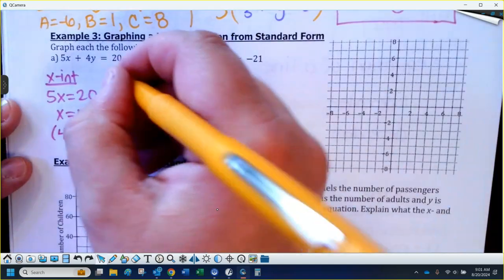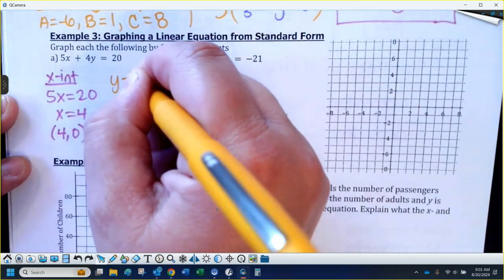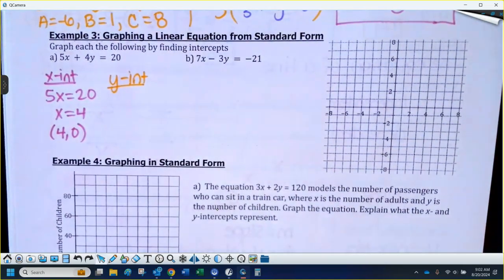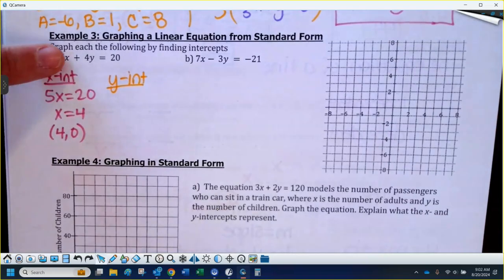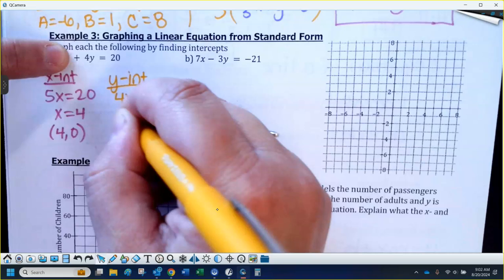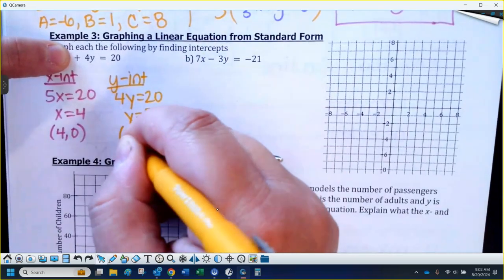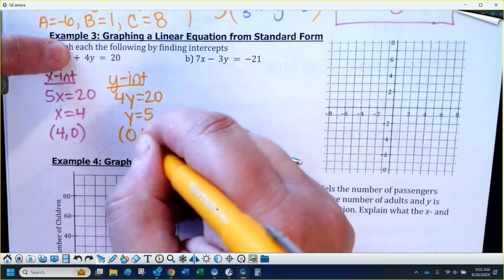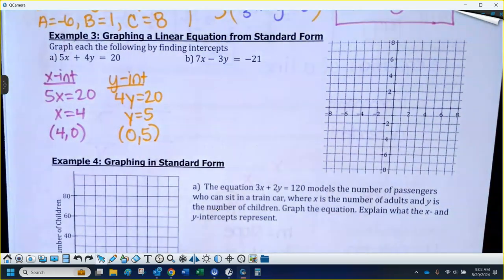Then I just basically repeat that process, but for the y-intercept, that is when x equals 0. So if we plug in 0 for x, that would just wipe out that first term, and all we'd be left with would be 4y equals 20. Divide by 4. Now that would correspond, I covered up the x, so I'm plugging in 0 for x, so the x coordinate would be 0, and the y coordinate would be 5.